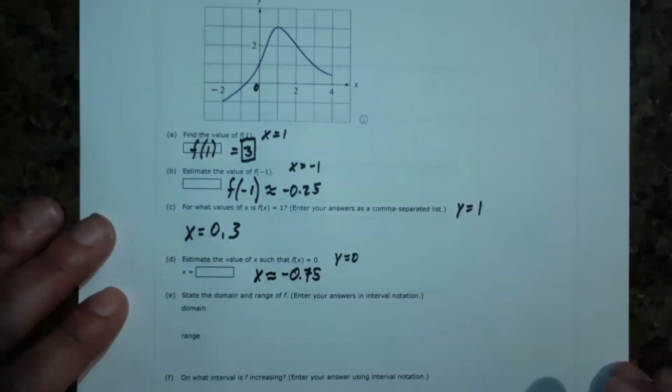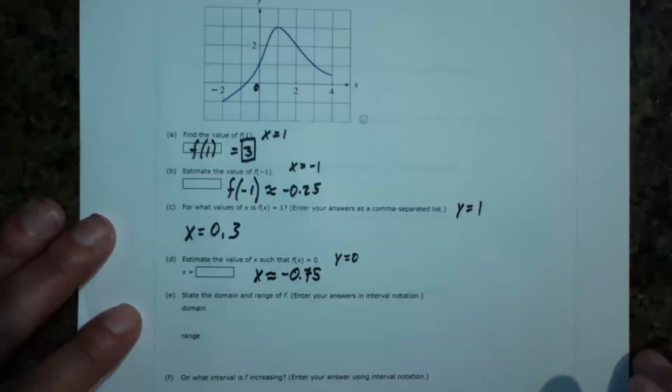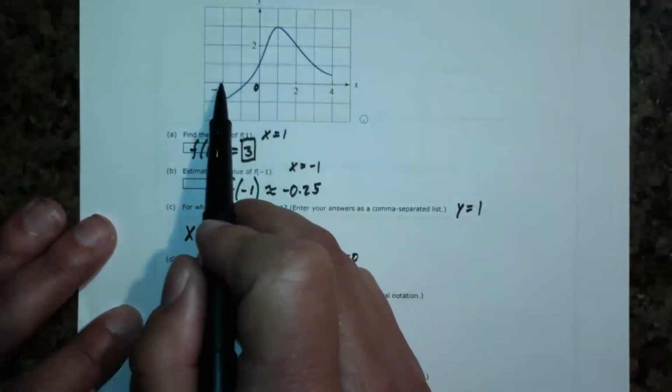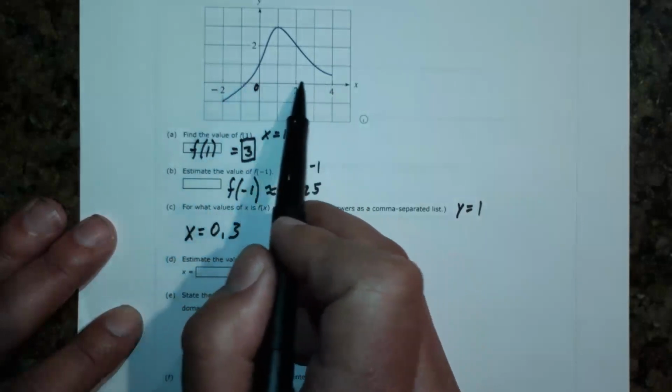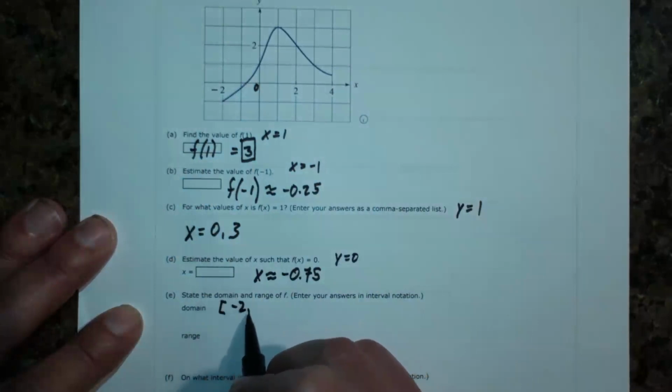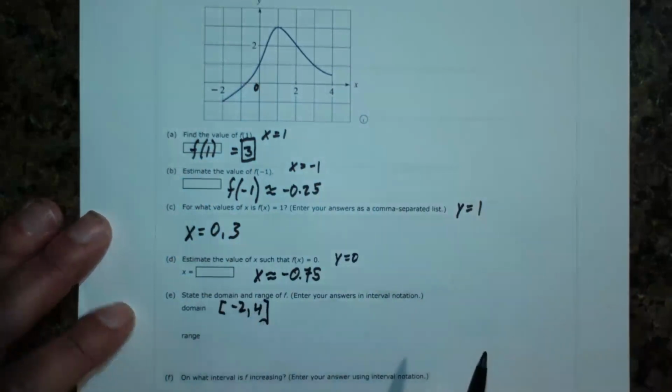State the domain and range of f, and we're going to use interval notation. Now, the domain, if you remember, are all the possible x values. You can see we start at negative 2, and we go all the way up to 4. And we are including the endpoints. So we're going to put brackets.